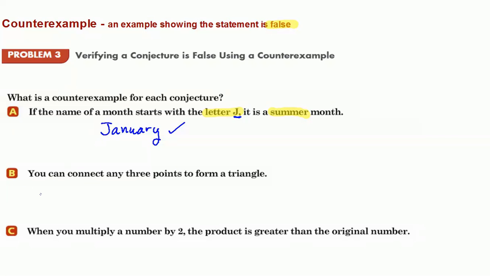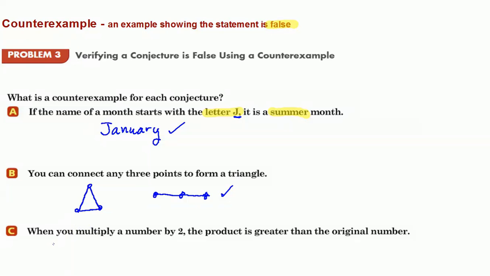For B, you can connect any 3 points to form a triangle. True, you can take 3 points and form a triangle, but can we figure out a counterexample? Simple. Take 3 points on a straight line, and this is not a triangle, therefore this is my counterexample.